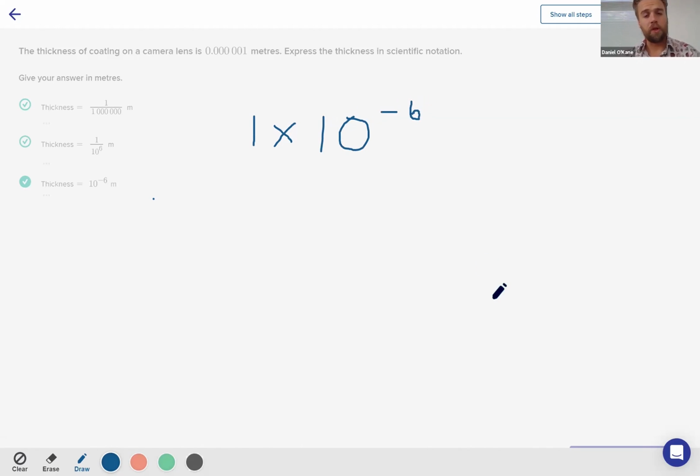So that is also a correct answer when we're expressing this thickness in scientific notation, but you have to remember the unit of measurement as well. So often in Mathspace, there's a meters already there, but if you were writing this answer in your books and presenting this to your teacher, you'd have to remember to write the unit of measurement, which is in this case, meters.